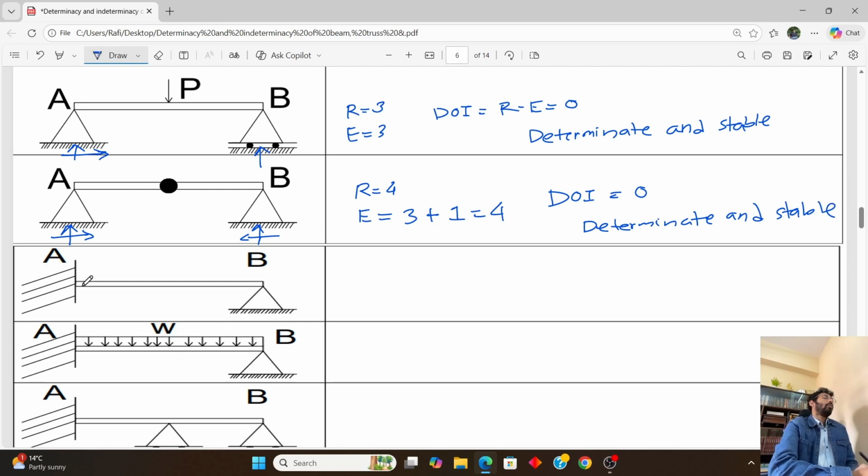Okay. If we look at the third beam, there is a fixed support at the A point and a hinge support at the B point. So what will happen at A point? There will be a vertical unknown force, a horizontal unknown force, and a moment. At B point, there are two unknown forces, that is vertical and horizontal. So the value of R will be 5 here.